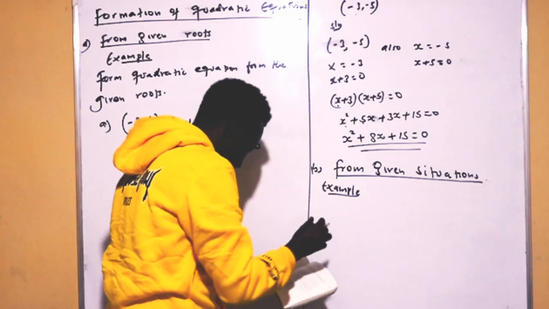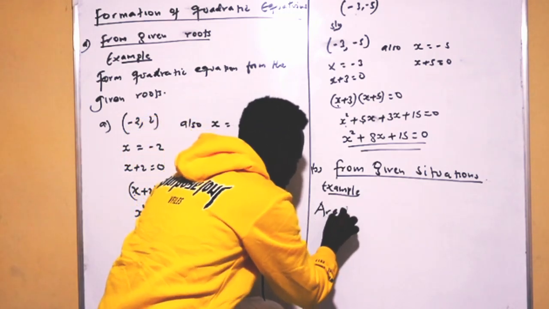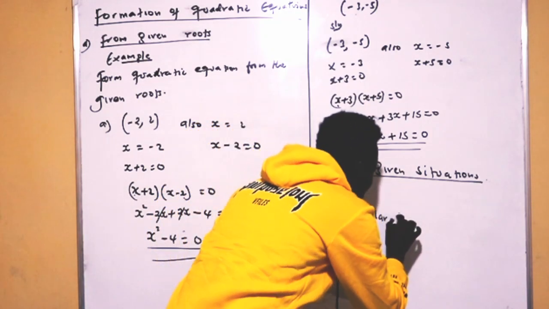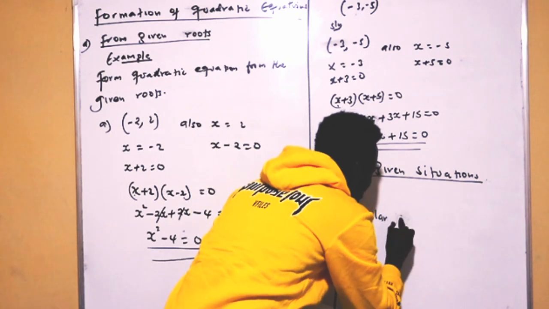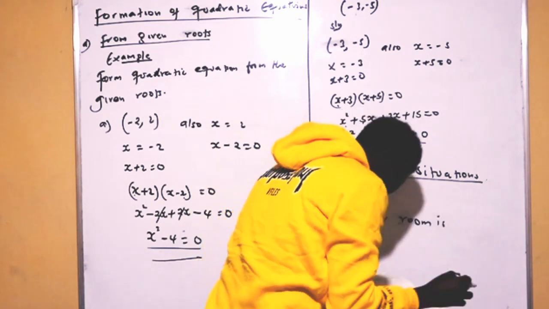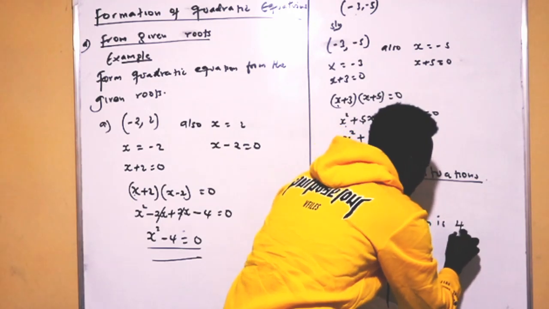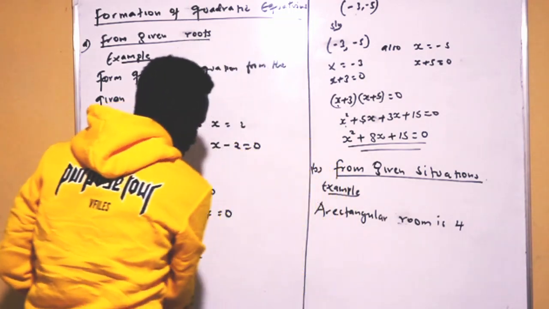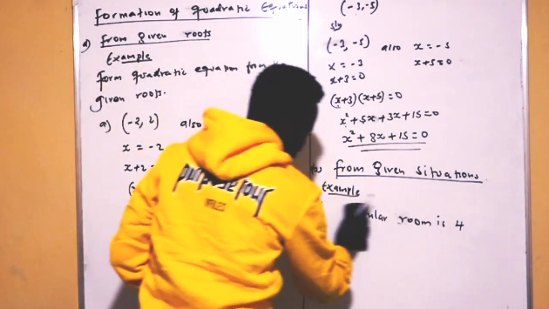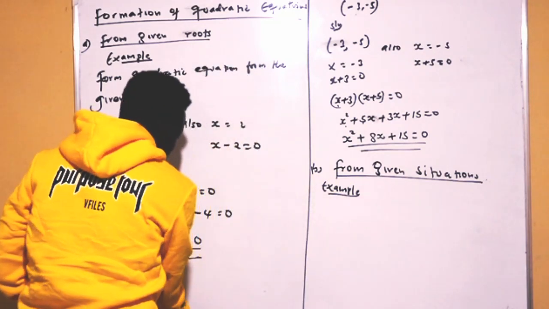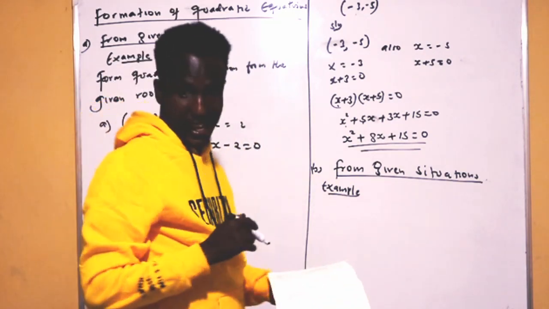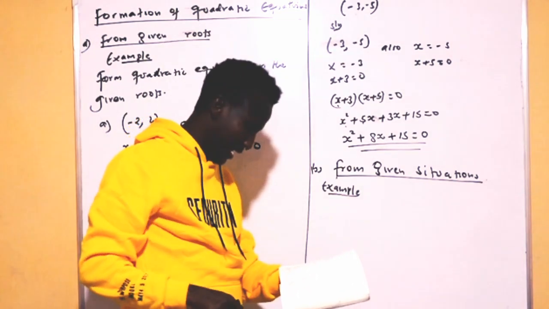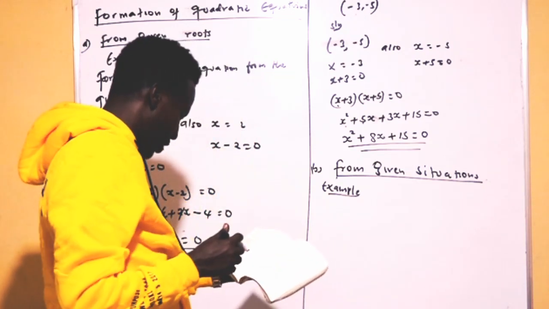Let me write this example. A rectangular room is 4 meters longer. Sorry for that. This question has got some complications, but I will correct it. As far as mathematical concepts are concerned, there is an error here. That is what you normally call a built-in error. Let me write the correct statement here.